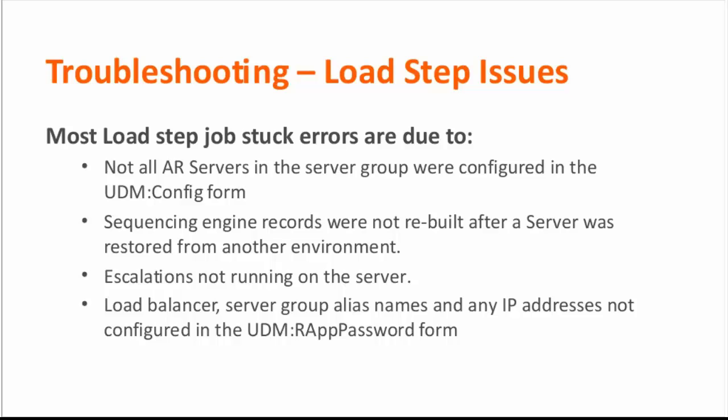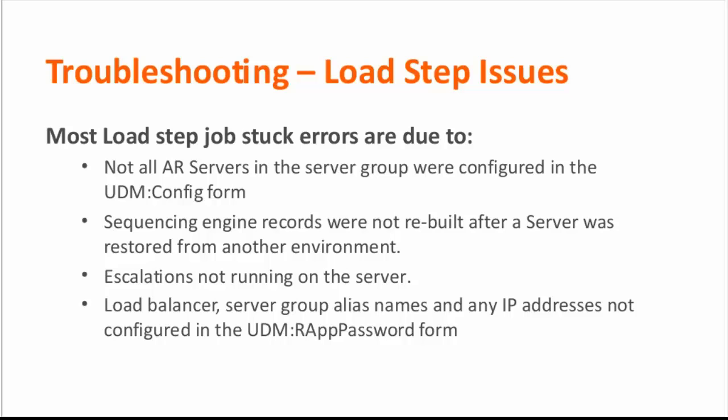Same thing I just talked about, not all servers in the server group are configured. And another important thing: when you restore a DB from another environment or a VM, make sure that the sequencing engine records are correct. These are records which get created dynamically when you run your first UDM job, which will build your sequencing engine for your jobs. If those were not rebuilt correctly, you have to rebuild them again.